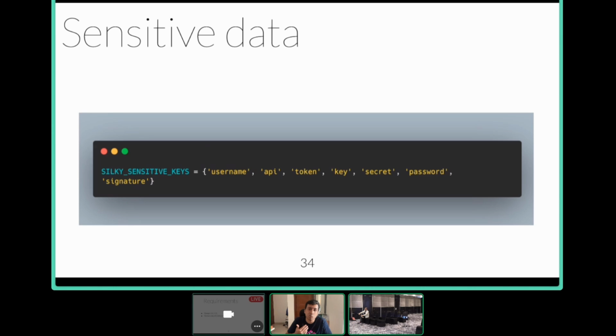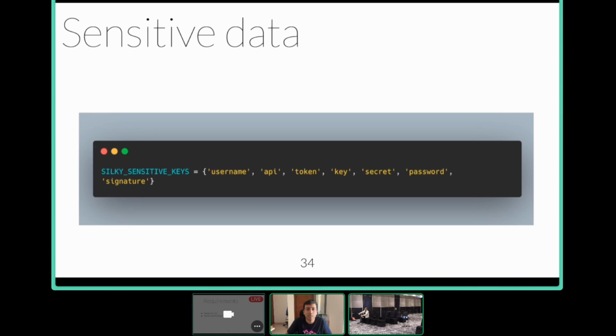But the flexibility doesn't stop here. If there are specific keys unique to your application that you'd like filtered, it is as simple as adding them into the list shown on the screen. This feature underscores Silk's commitment not just to performance insights but also to data security.